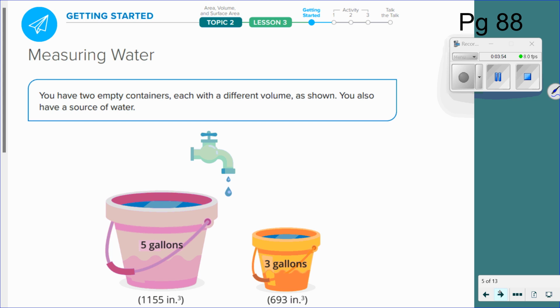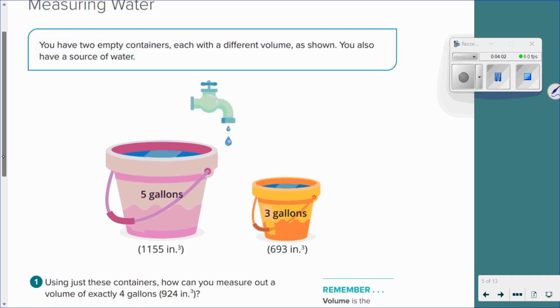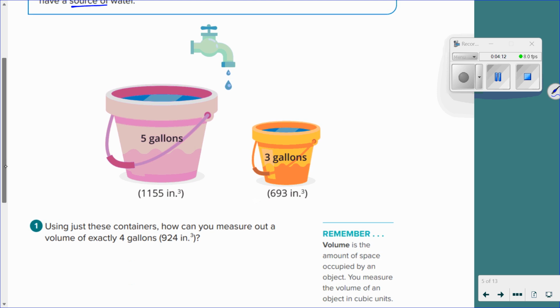Our first problem today is a thinking problem. I actually have high hopes that someone in here will get it. Someone named Richard, because this is a great task for him. You have 2 empty containers, each with a different volume as shown. You also have a source of water. Here is your task. Using just these containers, you don't have any other tools. You don't have spoons or measuring cups, nothing else. All you have is these 2 containers and an endless source of water. How can you measure out a volume of exactly 4 gallons?